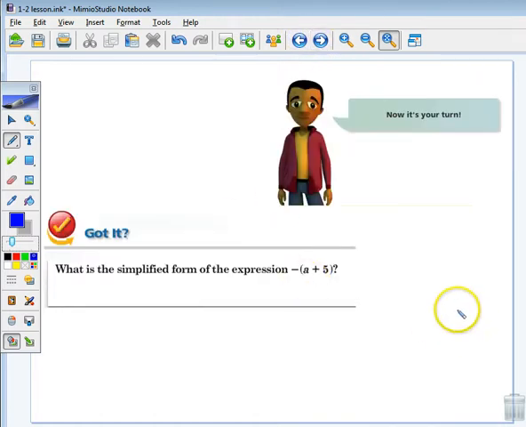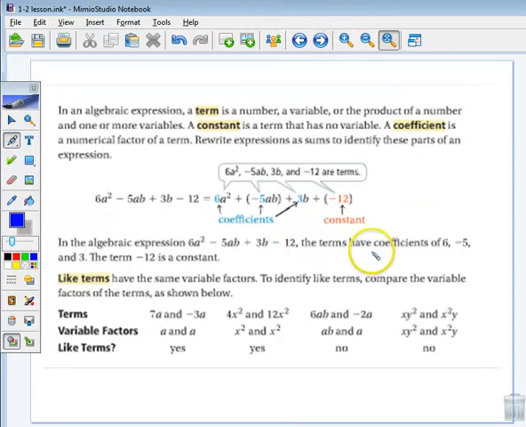Alright, so go ahead and try this. Pause, come back and get the answer. Alright, again, all this is saying is -a minus 5. This will be the simplified version. I distribute the negative to everything inside. I do the opposite of everything inside. Alright, go ahead and write this down.